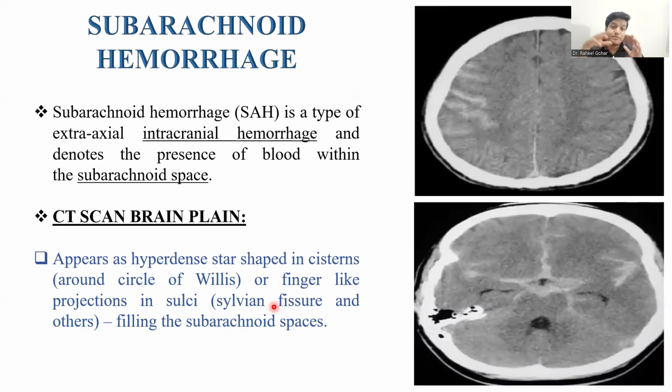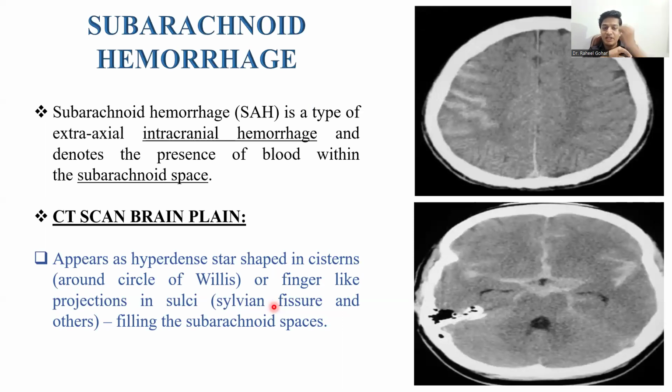Subarachnoid hemorrhage. The subarachnoid space is the part in between the pia mater and the arachnoid mater, where the CSF is, where our major vessels are. So subarachnoid hemorrhage is a bleed which is present in the CSF spaces, in between the sulci, inside the sulci, and inside the cisterns.